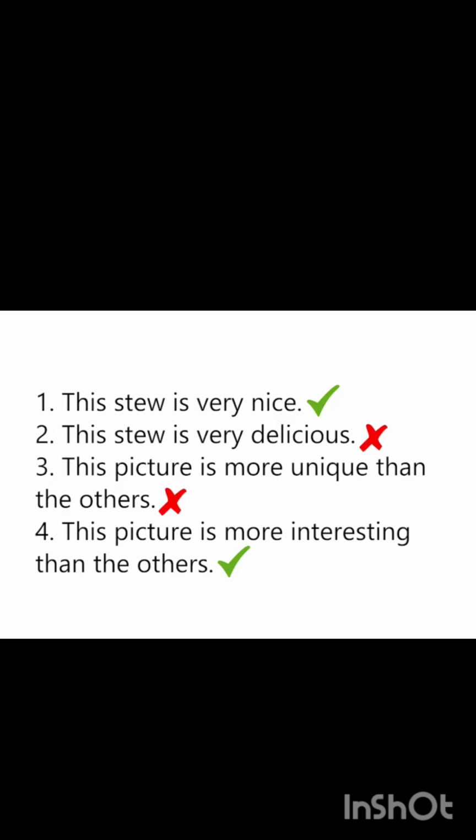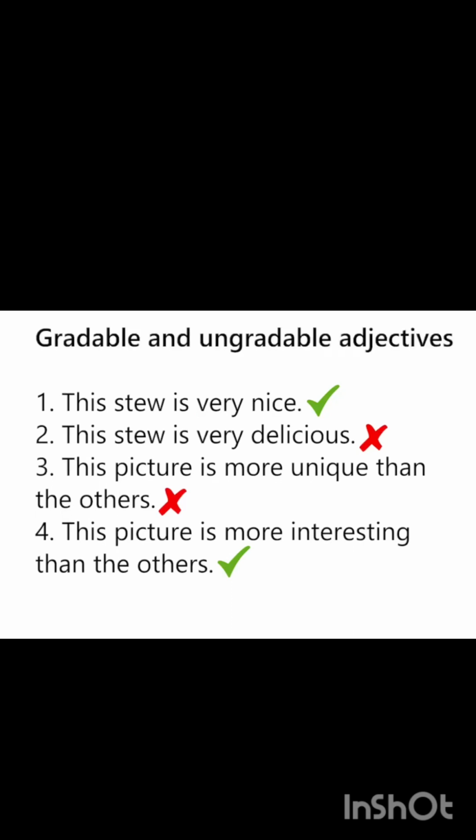To explain this, you need to know about an important idea: gradability. Some adjectives are gradable. That means they can have different levels. For example, nice and interesting are gradable. Something can be more interesting or less interesting. There are different levels of interesting.